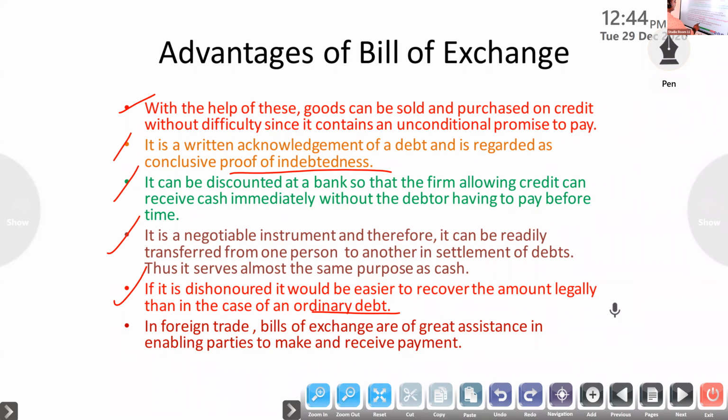Next, in foreign trade, foreign bills of exchange are a great assistance, enabling parties to make and receive payment. For example, if you are exporting or importing goods and you have no liquid cash, we can make a foreign bill of exchange. It will be a great assistance.